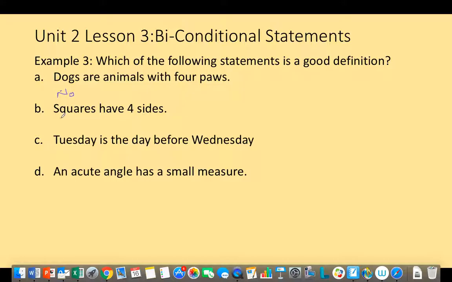Squares have four sides. So again, let's see. If a shape is a square, then it has four sides. Okay? If a shape has four sides, then it is a square. Nope, that's not true. And so, no, this is not a good definition because only the conditional is true. The converse is not. Tuesday is the day before Wednesday. So if a day is Tuesday, then it is the day before Wednesday. Okay? If a day is Wednesday, then it is the day before Tuesday? No.